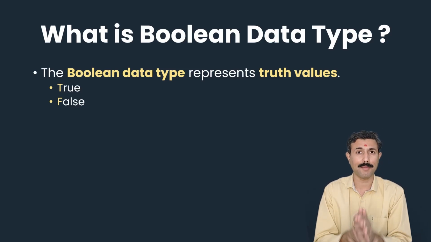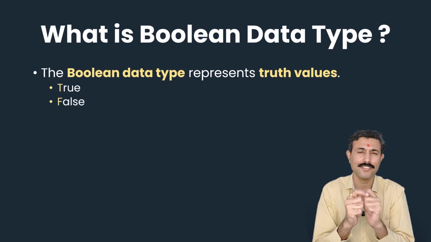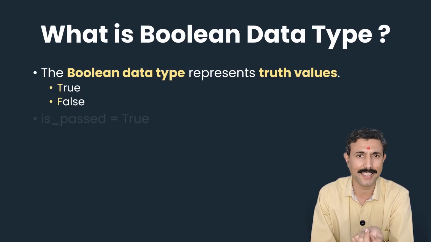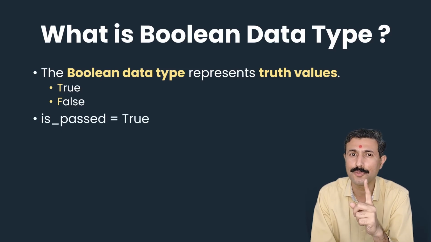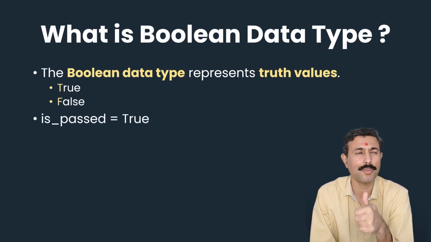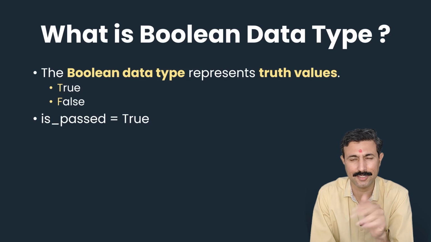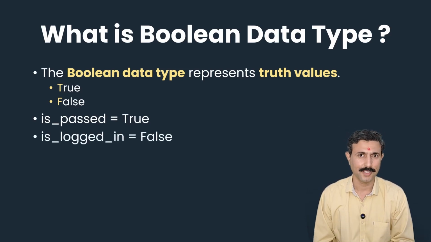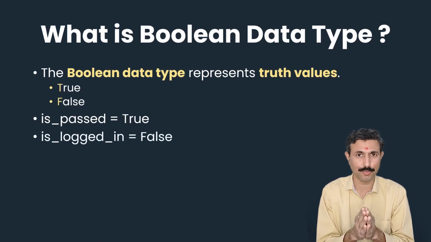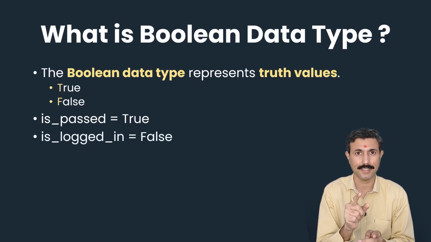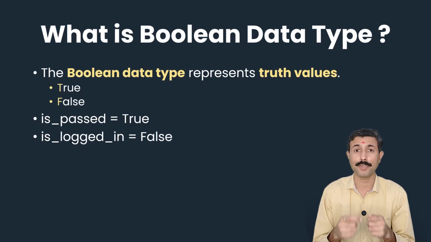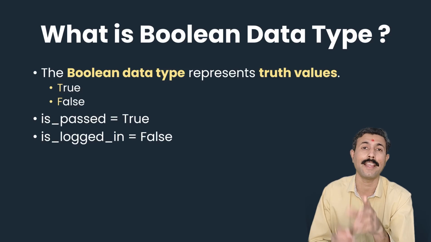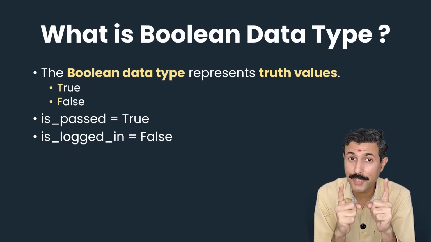Now let me give you an example to better understand it. Let's say I want to write that I have passed the exam. So I'll write it as is_passed is equal to True. And let's say I want to say that I have not logged in, right? So that means I want to indicate it as False. So I'll write it like this. Whenever I want to make some value true, I'll write capital T, and then RUE. And if I want to indicate it as false, I'll write capital F A L S E, like that. So this you need to remember.